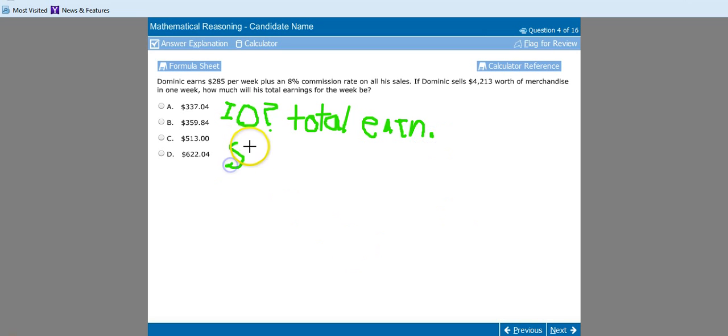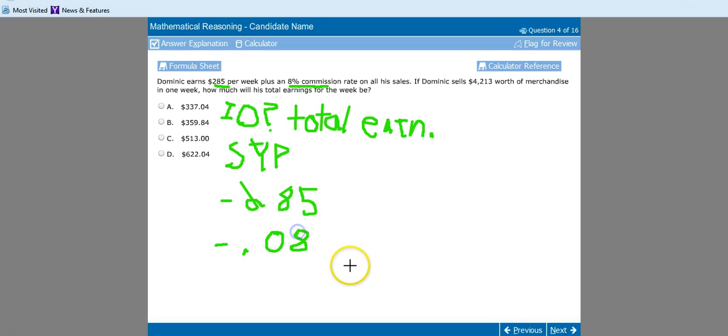And then we're going to do state your path. So again, this is my two-step method. This is what you've got to do every time. And this is what I teach you how to do in the Get Your GED Now test preparation series. So the first thing we're going to identify is that he makes $285 a week. That's the first piece of information that we are given here. And then the second piece of information is that he has an 8% commission rate. So his commission is 8%, and I'm just going to convert that to a decimal.